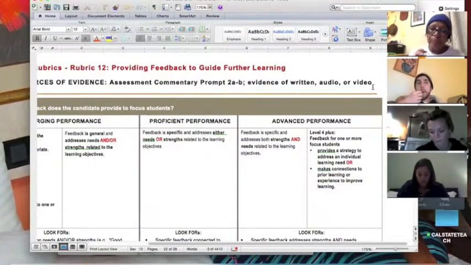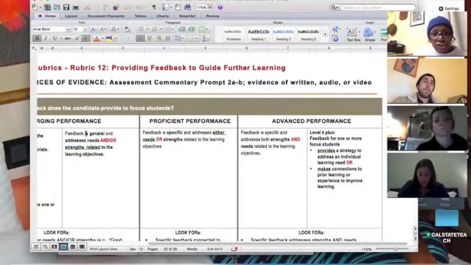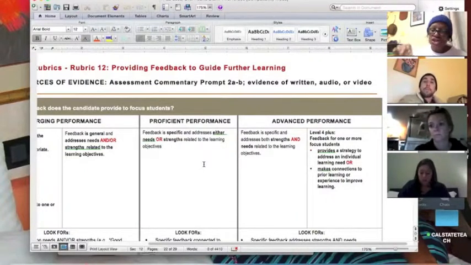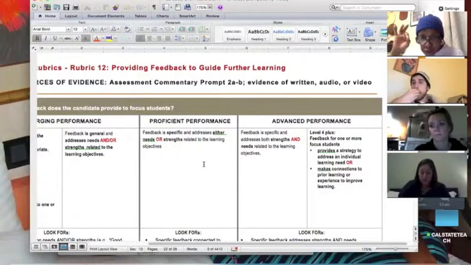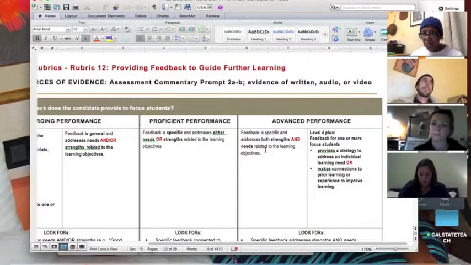They want specific. See, the specific keeps showing up. Generic is this general junk. Don't do that. Be specific to this kid to meet these goals related to the learning objective. Okay?